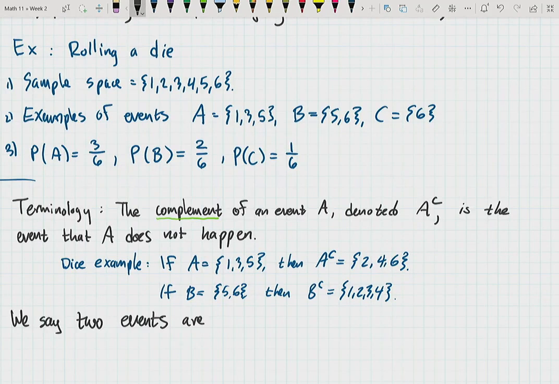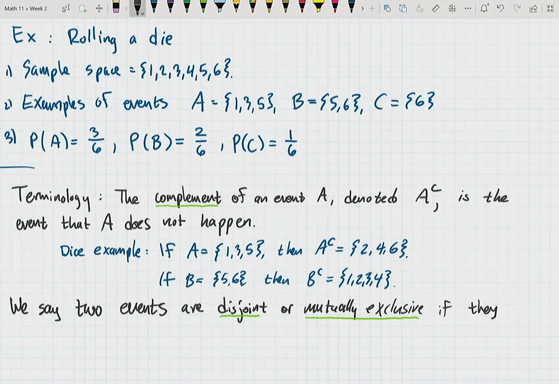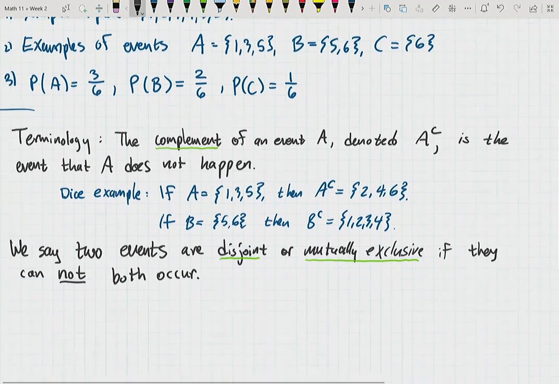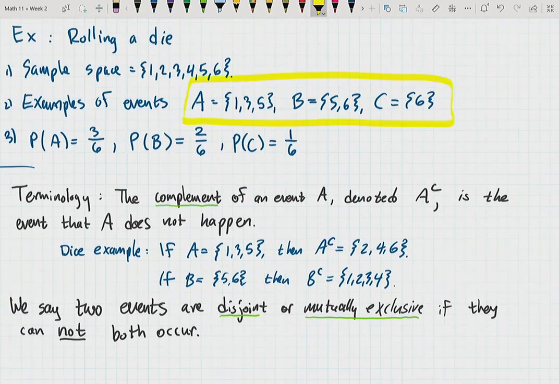We say that 2 events are disjoint, or mutually exclusive, when one implies that the other cannot happen, or they can't both happen. So let's see, in my dice example, look at these events. Are any of those disjoint? A and C are disjoint there.